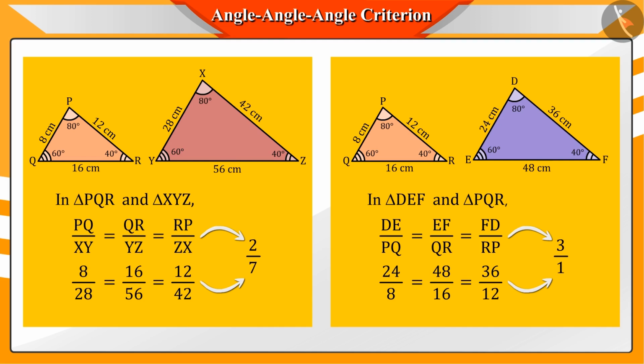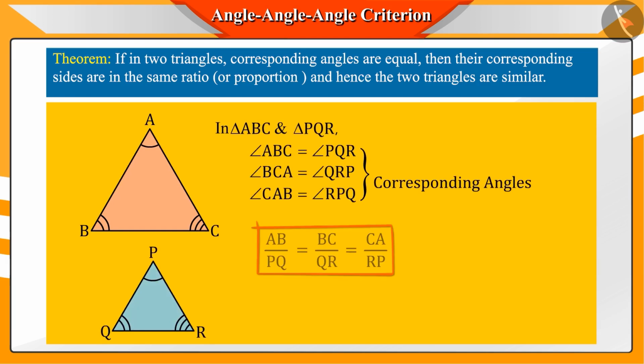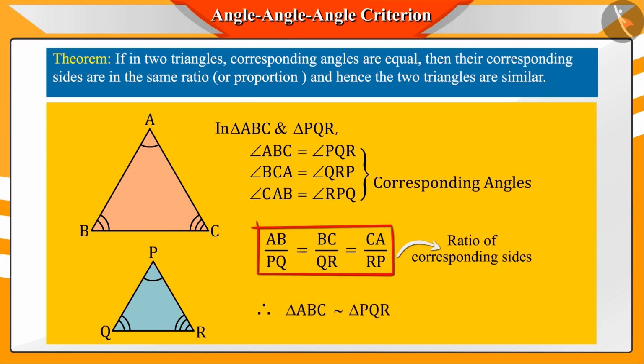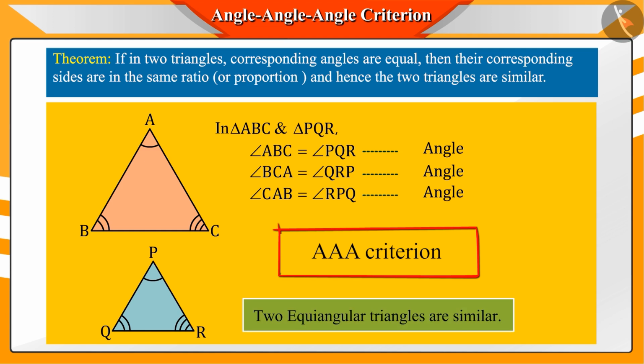This activity teaches us about similarity of two triangles. This activity leads us to the conclusion that if in any two triangles, the corresponding angles are equal, then their corresponding sides are in the same proportion or ratio, and hence the two triangles are similar. This criteria of similarity of triangles is called the AAA criteria. Here, we can say that equiangular triangles are similar.